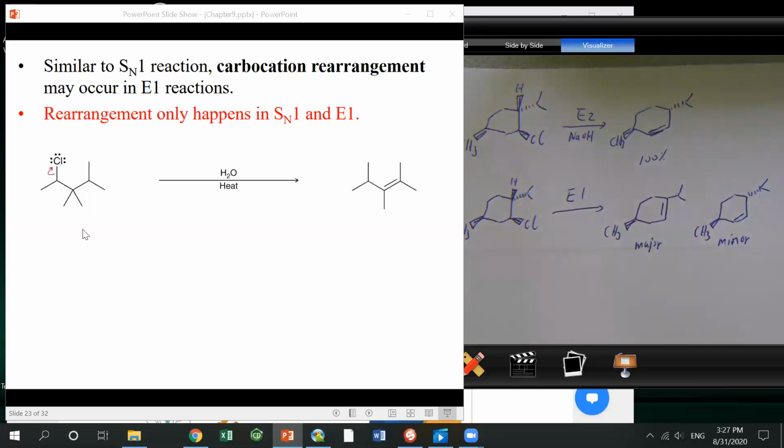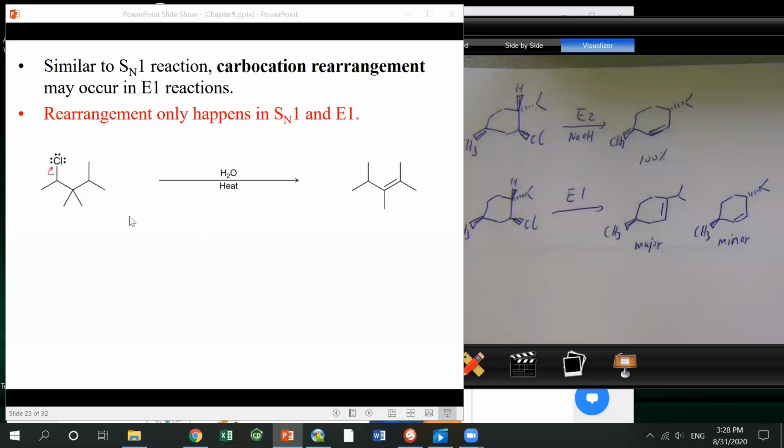So we try to do the E1 elimination for this substrate. That's the leaving group, and there are no beta hydrogens here, but there is one beta hydrogen here. Suppose you build a double bond between this carbon and also this carbon, but in reality, it looks like some kind of magic happened. The double bond built up between this carbon and this carbon.